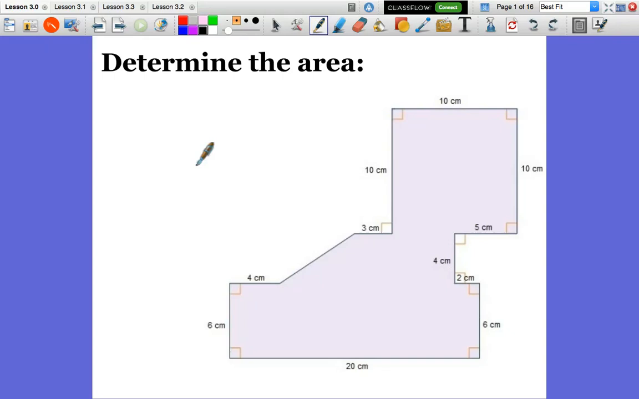So what we're going to start with is finding the area. Because if you remember when we started this unit, we learned about area. So this one, we're going to be finding composite area, right? Like this is clearly not just one shape that we have here. So we want to split it apart.